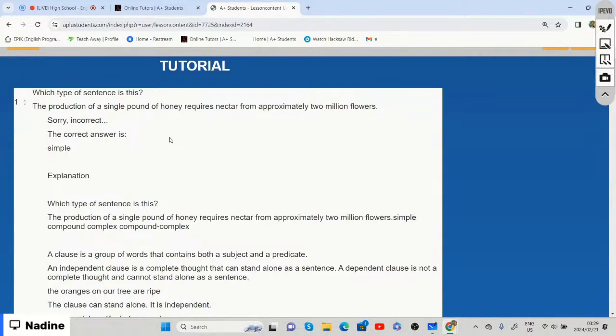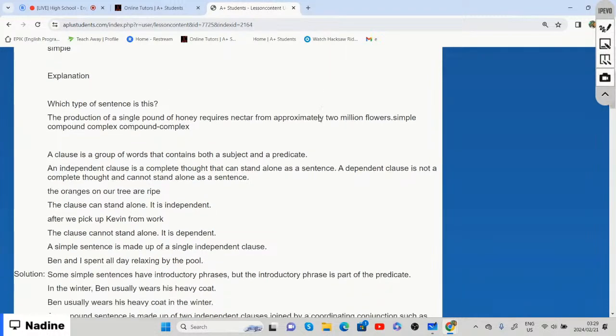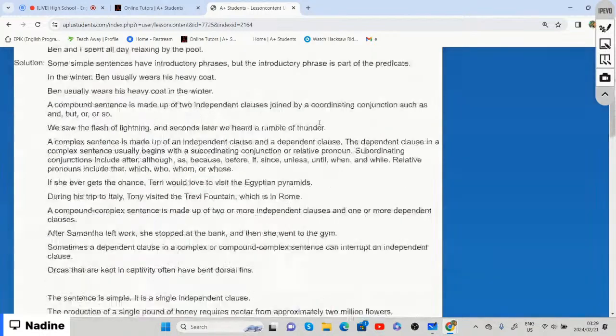And the dependent clause begins with words such as after, if, before, and so on, as well as a relative pronoun, which is which, whom, whose. And then we said we have a compound complex sentence, which is also made up of both a dependent clause as well as an independent clause.